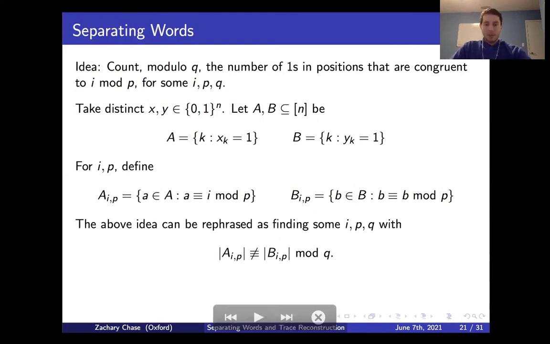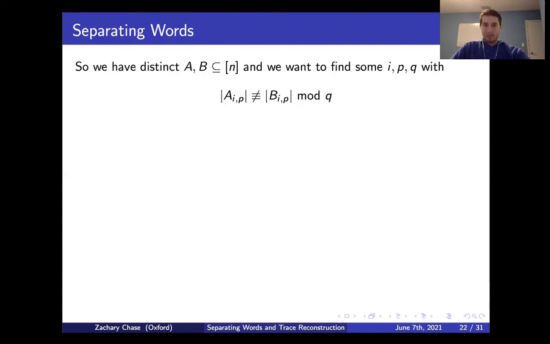Okay, so the above idea can be rephrased as finding some i, p, and q with the size of A_{i,p} not being congruent to the size of B_{i,p} mod q. And the number of states we would need is pq. So just to isolate this problem, we have this purely number-theoretic-ish problem. We have two distinct subsets of 1 through n, which corresponds to the condition that x and y are distinct. And we want to find some i, p, and q with the number of things in A that are i mod p not equaling the number of things in B that are i mod p, modulo q. And we want this to happen with pq small.